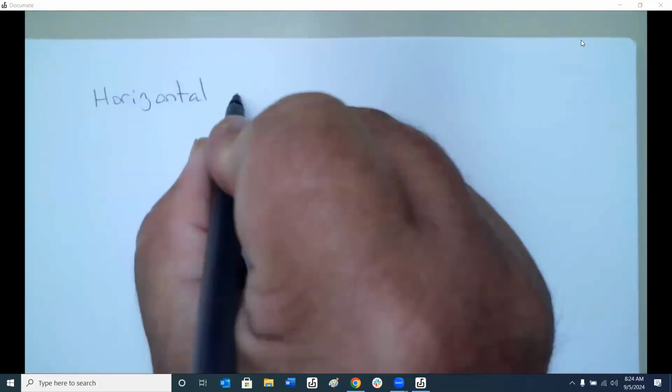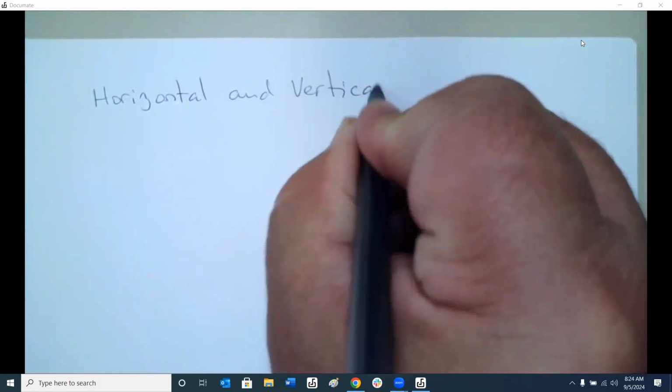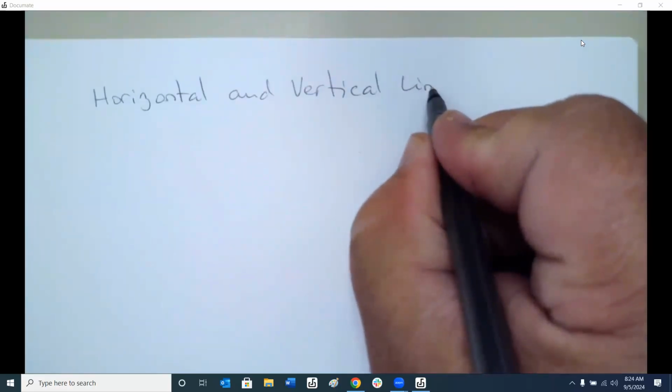All right. A unique type of linear equation are horizontal and vertical lines.